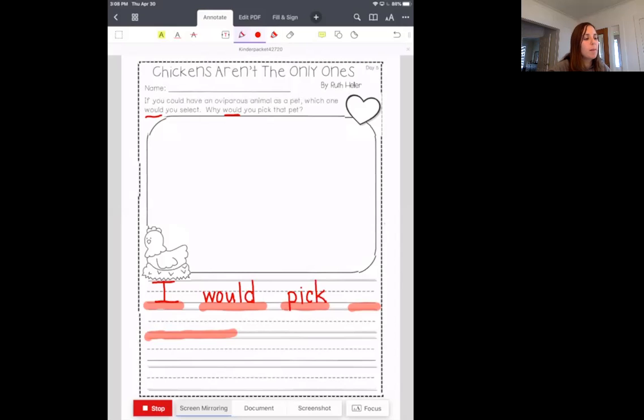I would pick a. That sight word, A, you know that right away. You can write that one. Or I would pick a butterfly. Ooh, that sounds like a big word. That's what I'm going to have to clap out.